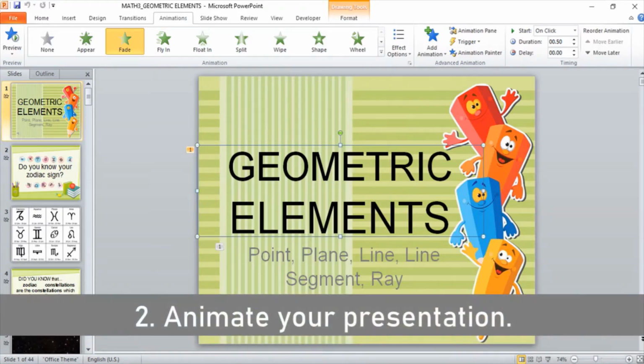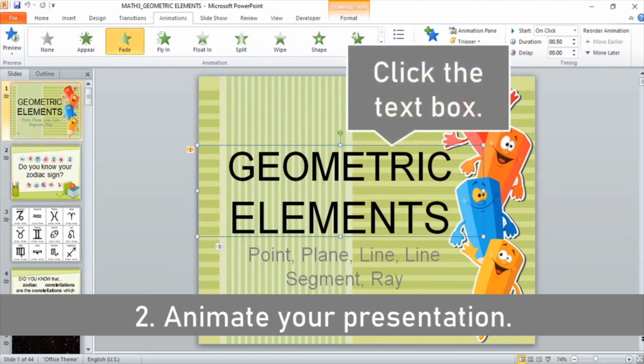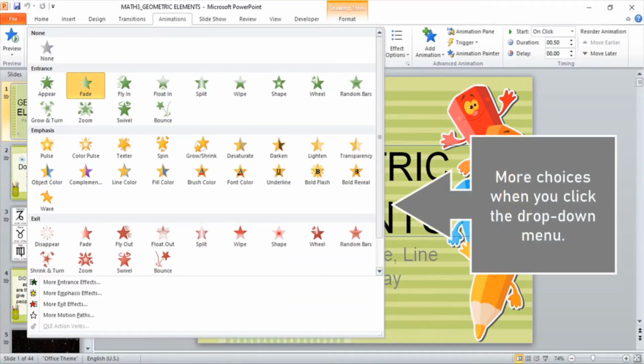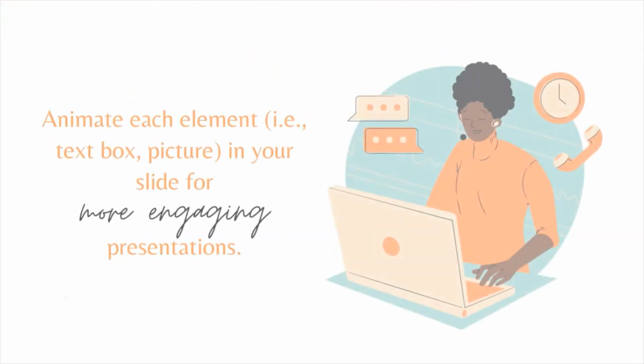Animate your presentation. The first thing you have to do is to click the text box. You can see there the blue rectangle and then go to animations. There are a lot of choices when you click the drop-down menu under the animation. You have to animate each element like text box, picture, in your slide for more engaging presentations.